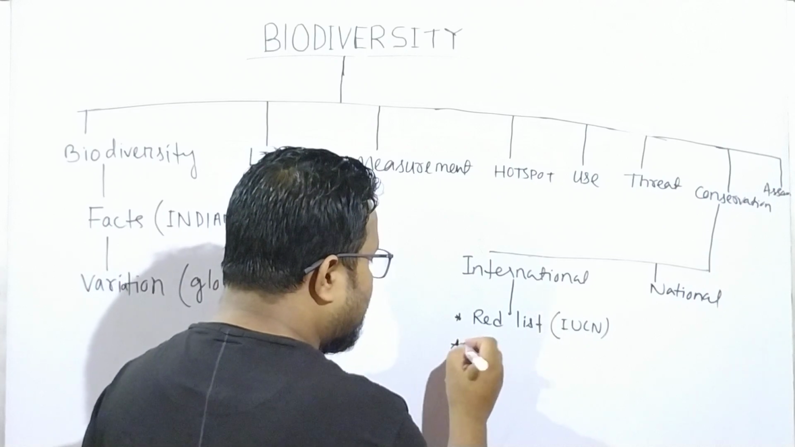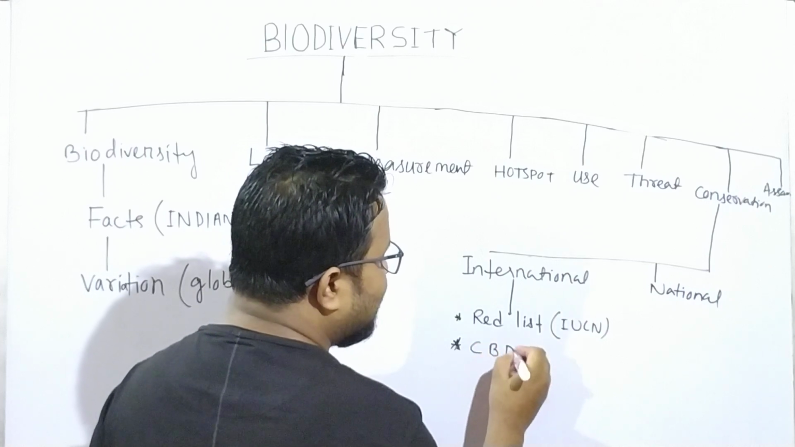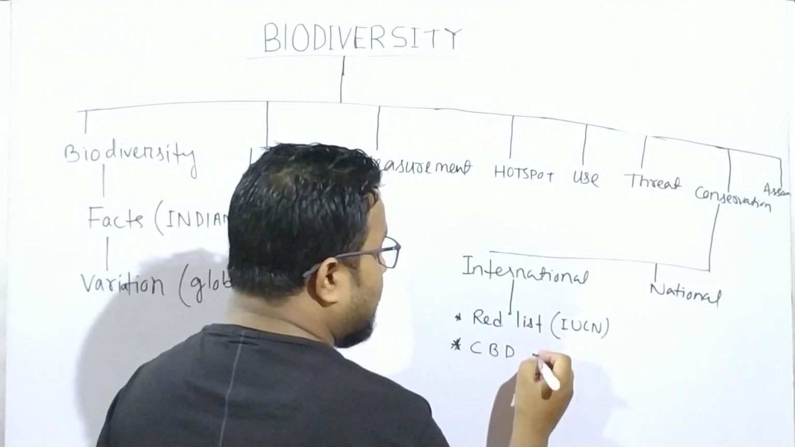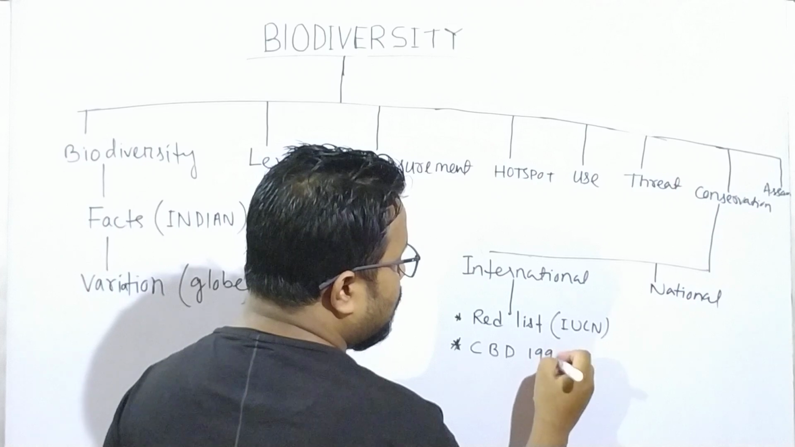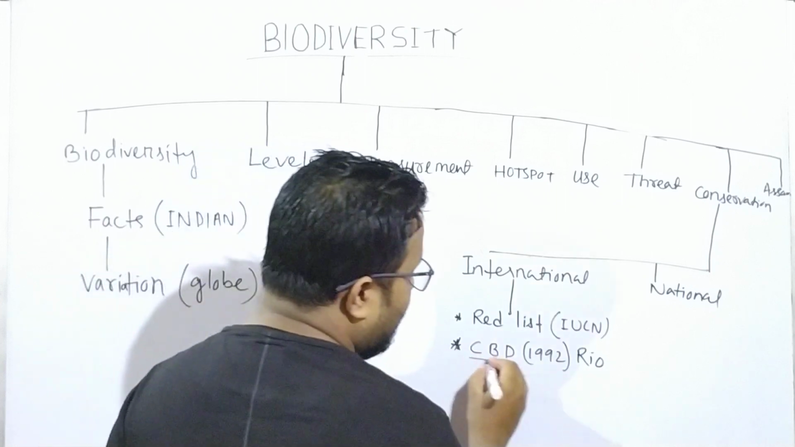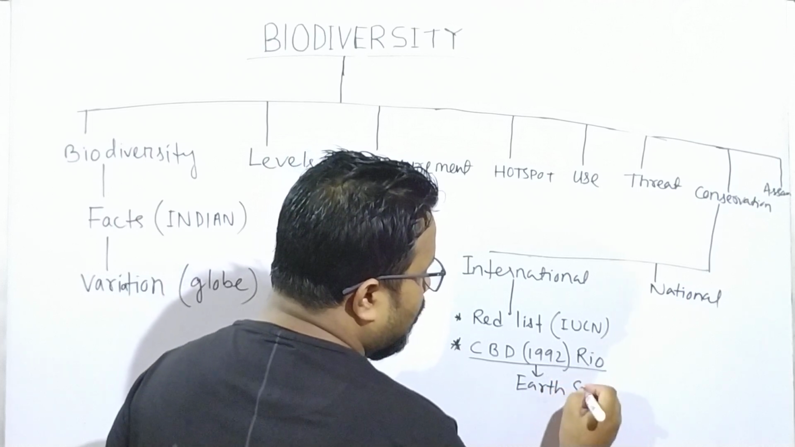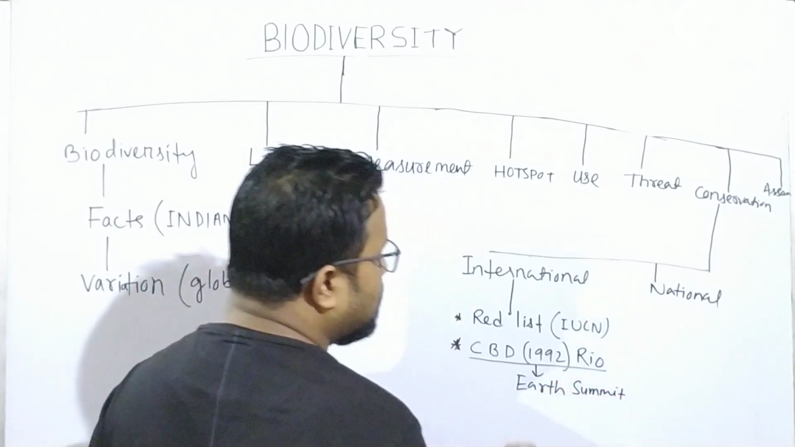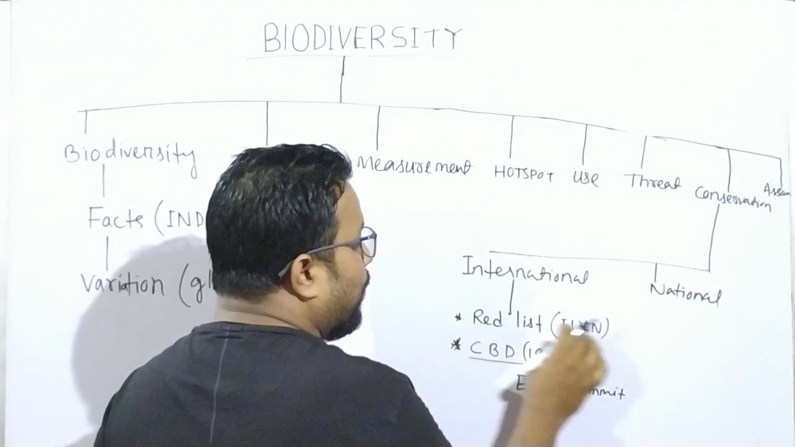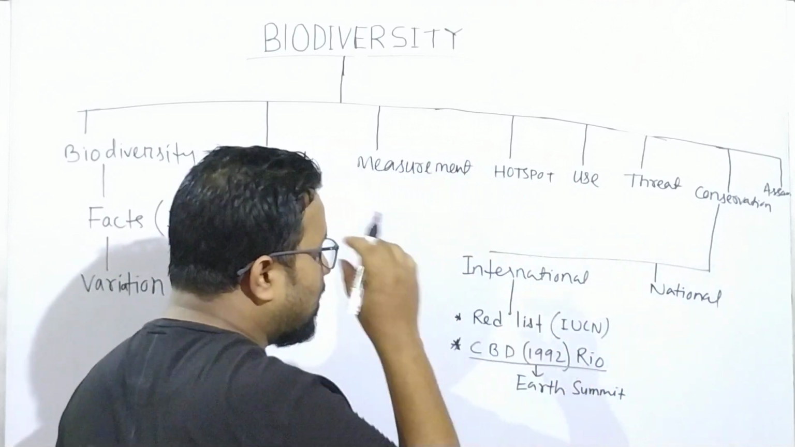Next is the CBD, the Convention on Biological Diversity. It took place in 1992 in Rio de Janeiro, Brazil, also known as the Earth Summit. The Earth Summit took place in 1992, and the Convention on Biological Diversity was one of its major outcomes.